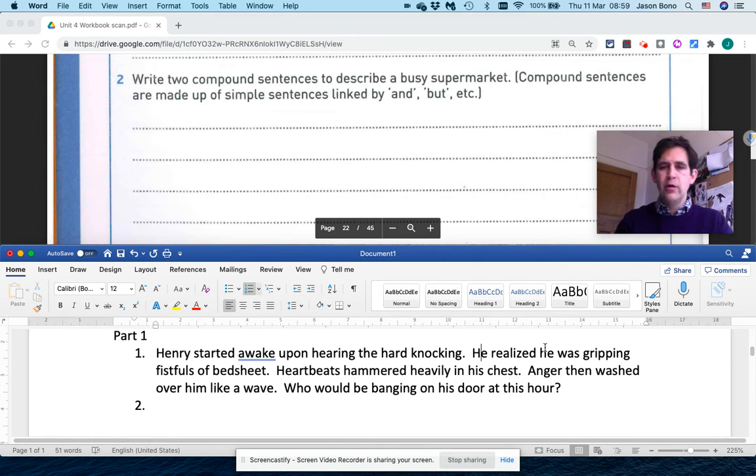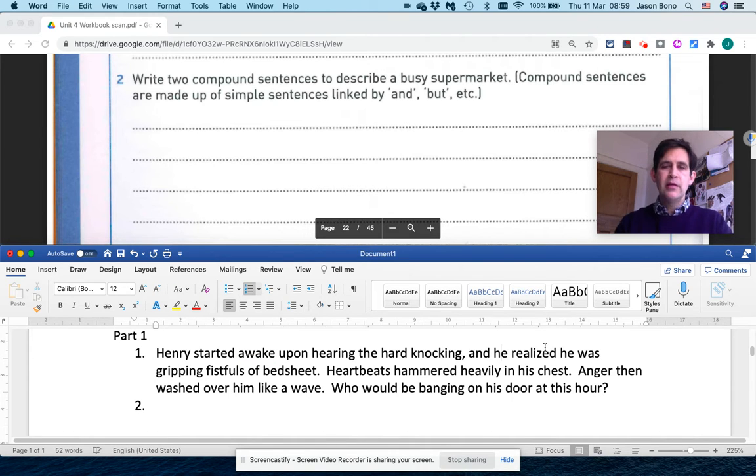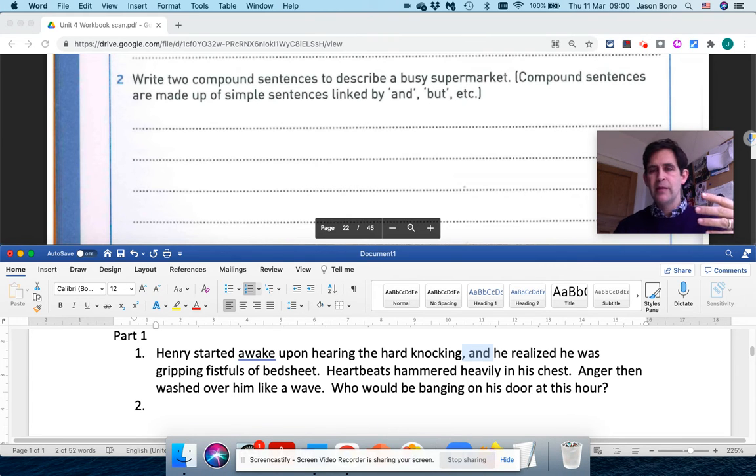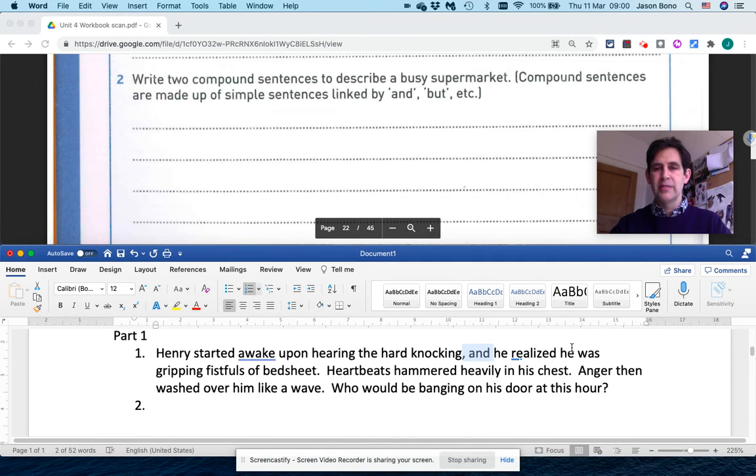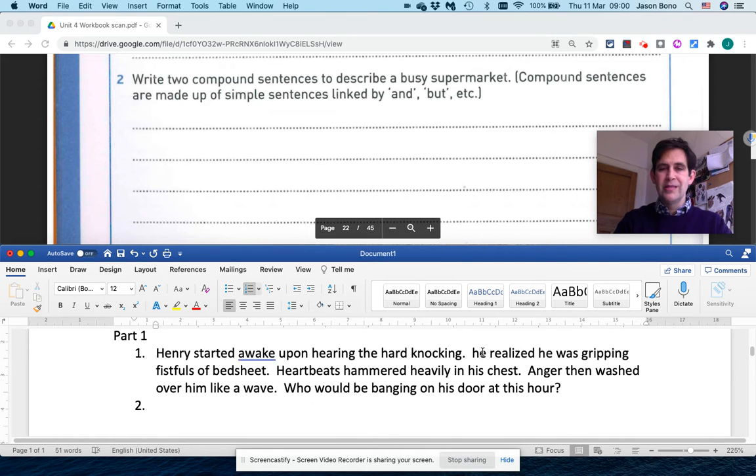Henry started awake upon hearing the hard knocking, and he realized he was gripping fistfuls of bedsheet. I've joined two independent clauses with a comma conjunction, or comma and. And that's how you make a compound. In science, a compound is, I'm not going to have the right word here, but something that is made up of multiple elements. And so a compound is made up of multiple elements. Similarly, a compound sentence is made up of multiple clauses, independent clauses. So that's just an example. I'll leave those as simple sentences.